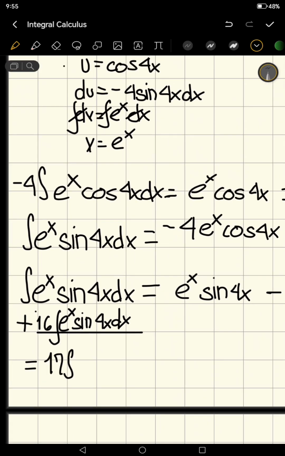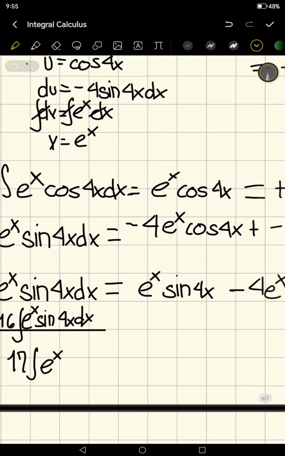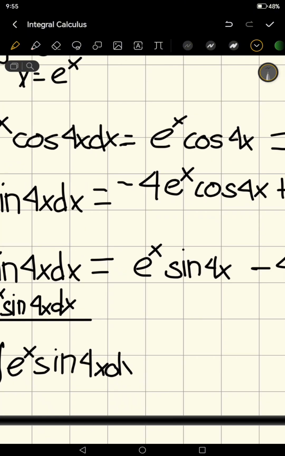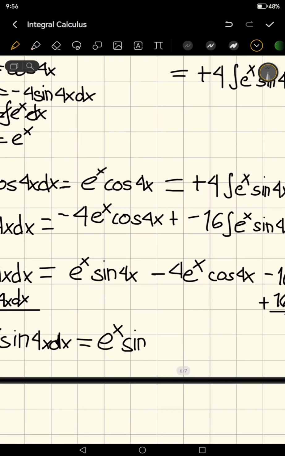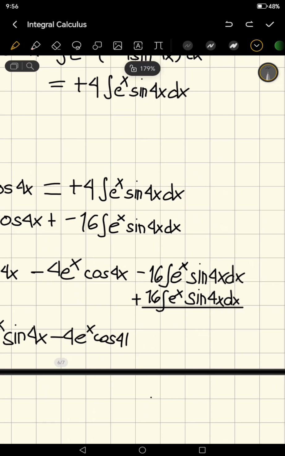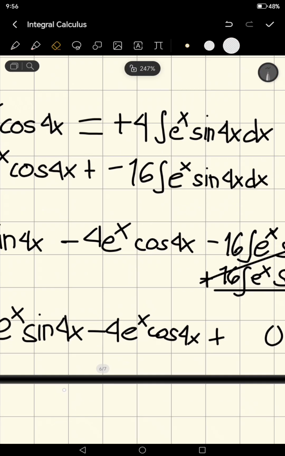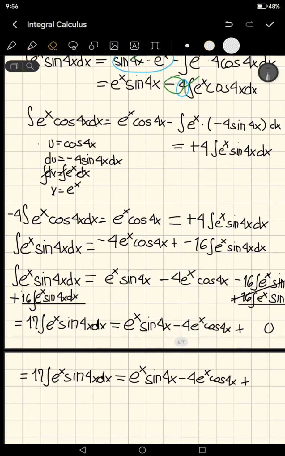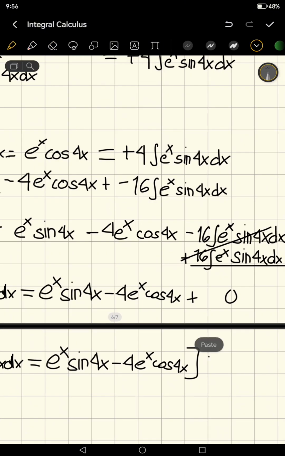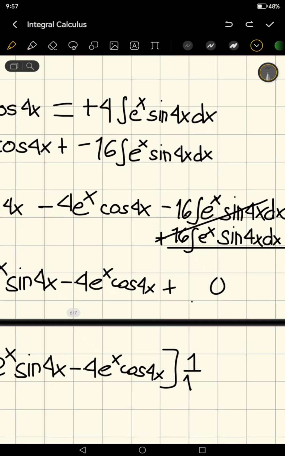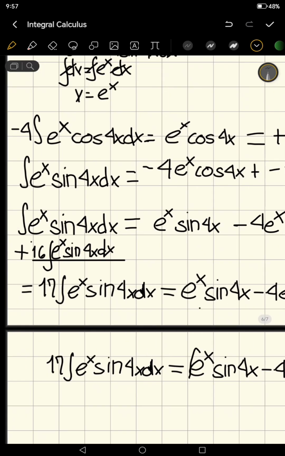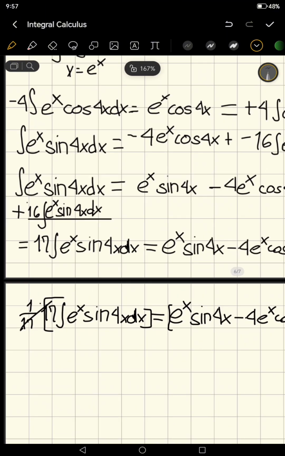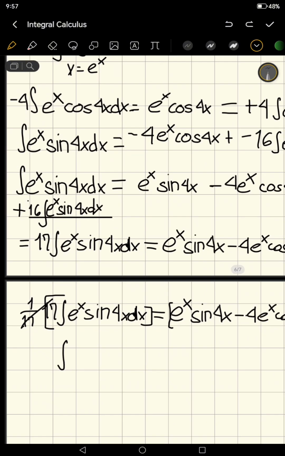So this will be equal to 17 times the integral of e raised to x sine 4x dx equal to e raised to x sine 4x minus 4 e raised to x cosine 4x plus 0. Copy lang muna natin. Then, let's multiply both sides by the reciprocal of 17, which is 1 over 17, for us to fully cancel the value of the negative 16 times the integral of e raised to x times sine 4x dx earlier. Sabi nga natin, hindi natin siya kailangan.